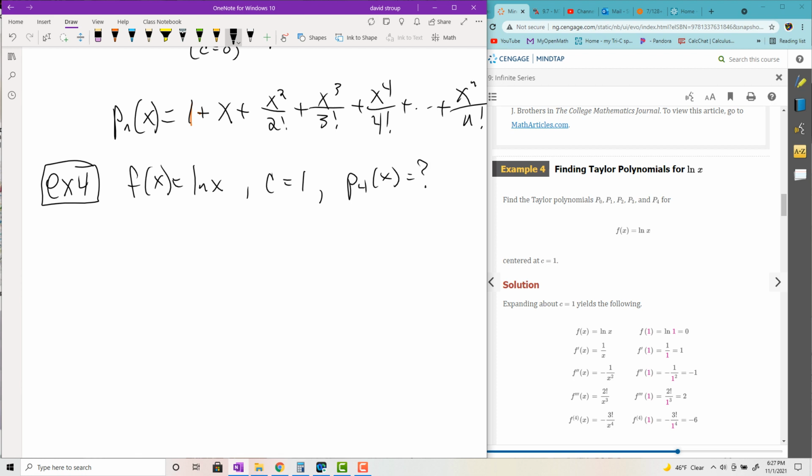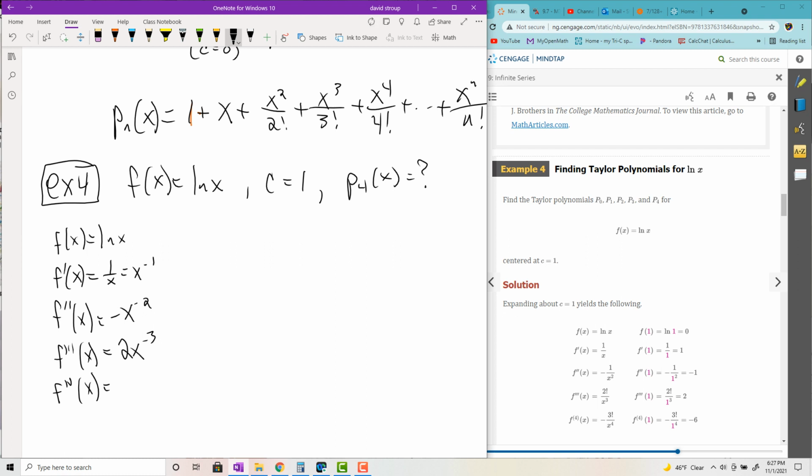All right, so first I'm going to have to go and get the derivatives all the way up to the 4th derivative, because it's a p sub 4, 4th degree polynomial. First derivative is 1 over x. Take the derivative, I'm going to rewrite it as x to the negative 1. Then I'm going to get negative x to the negative 2. And I get positive 2x to the negative 3. Fourth derivative, -6, and rather than writing -6, I'm going to write -3 factorial, x to the -4. So factorials will pop up all over the place for us.